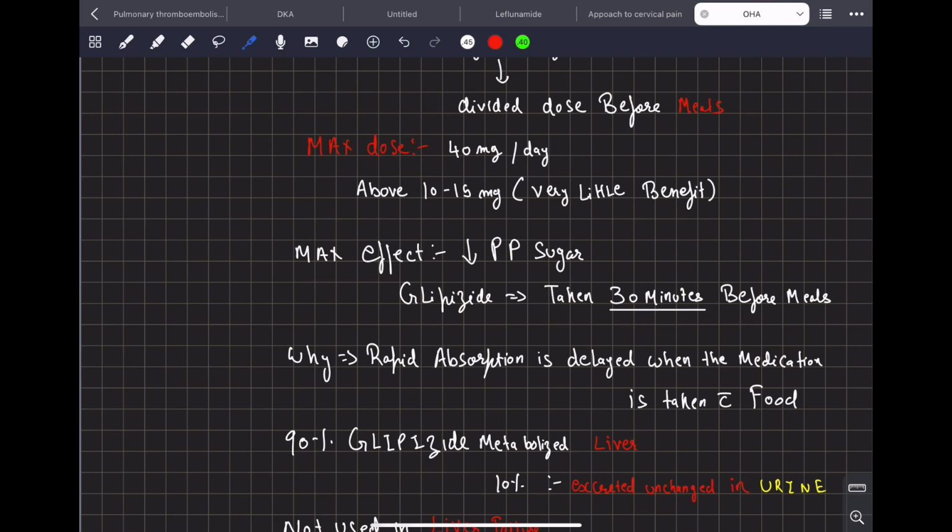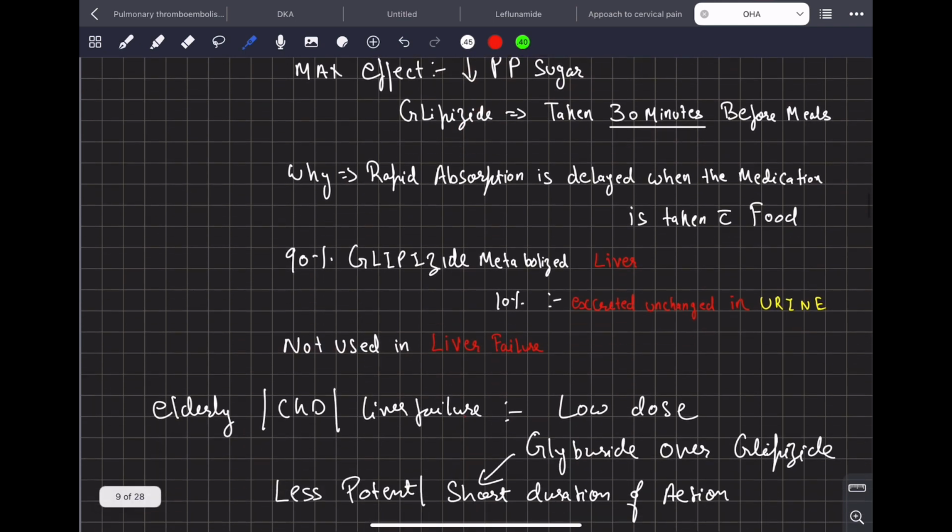Why? Because if you take with food, the rapid absorption and bursting action will not be taken under control, right? Because sugar will not be controlled if the drug is not reaching in time to secrete insulin and control the postprandial blood sugar level. So the thing is, take it 30 minutes before meal, right?